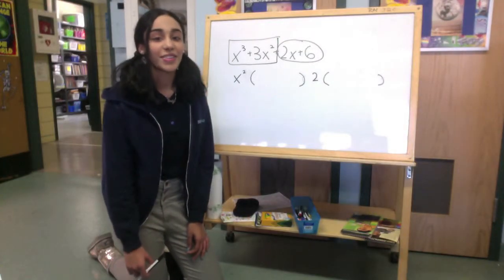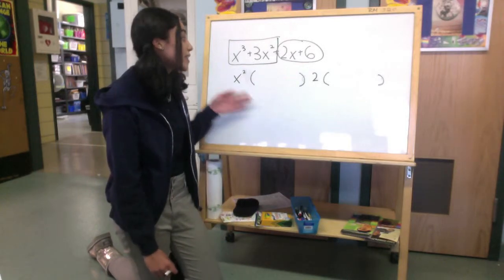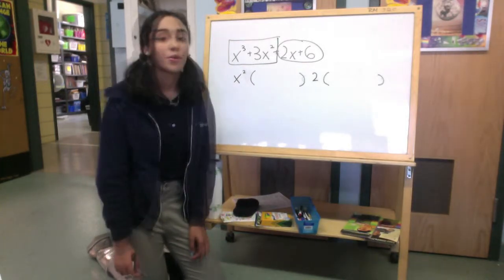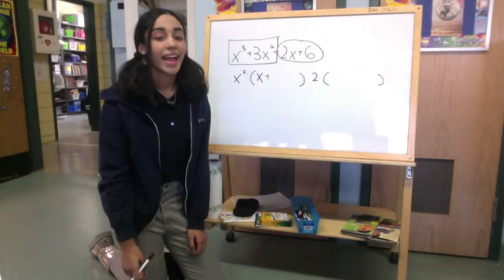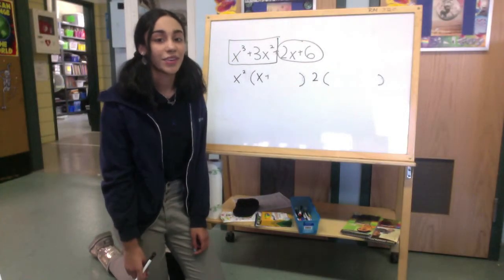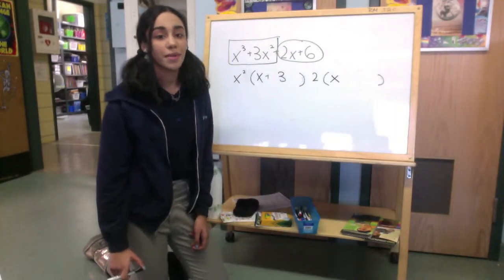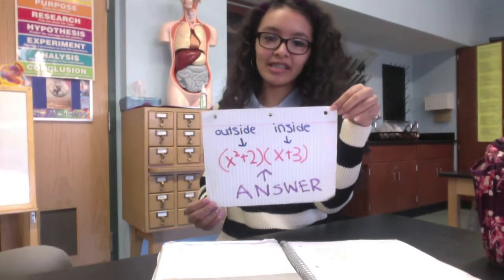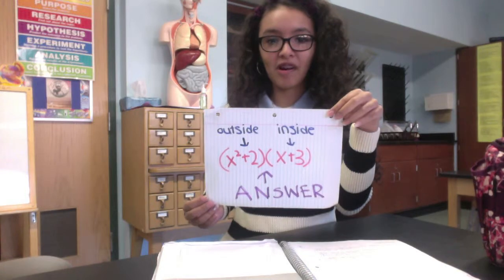So now that we've found the greatest common factor of our two groups, we need to determine what would go inside the parentheses to give us back our original two groups. So what multiplied by x squared would give you x cubed? X. Got it. And what multiplied by x squared would give you 3x squared? 3. And what multiplied by 2 would give you 2x? X. What number would you multiply by 2 to get 6? 3. The two terms that were outside the parentheses now become one parentheses, and the terms that were inside the parentheses become one, and that is your final answer.